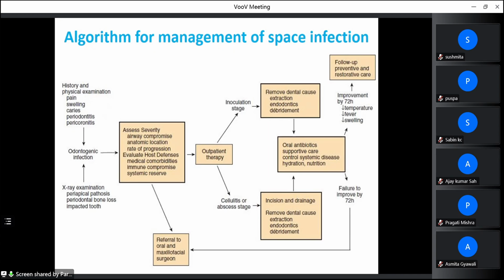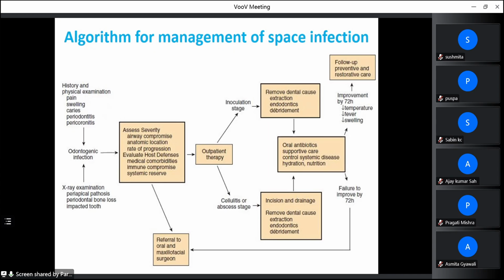Then you have to do an X-ray examination, which will reveal either periapical pathosis, periodontal bone loss, or the presence of an impacted tooth. Now we have to assess the severity: whether the airway is compromised, the anatomical location of the infection, and the rate of progression. Evaluate host defenses: if the patient is taking any immunosuppressive medication, has immune compromise or reduced systemic reserve, is undergoing chemotherapy, then you have to refer the patient to a tertiary, higher center. Otherwise, you can treat the patient in OPD.